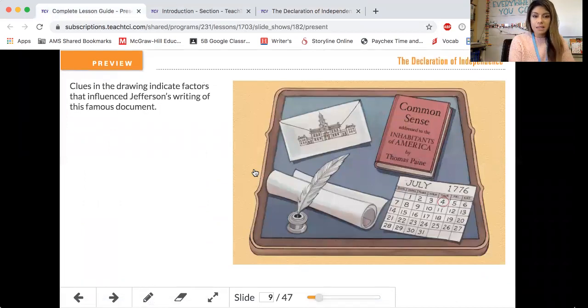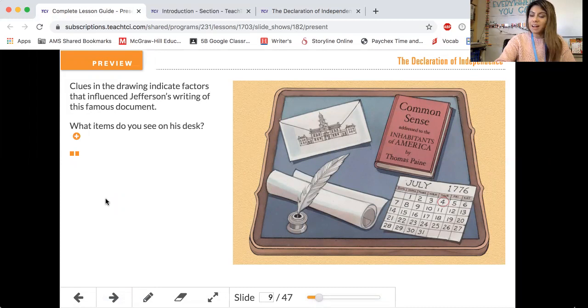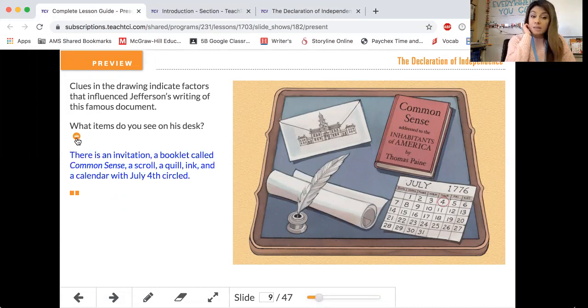Clues in the drawing indicate factors that influence Jefferson's writing in this famous document. So these are some clues. What items do you see on his desk? So what is this? What is this? What is this? And what is this? There's an invitation right here, a booklet called Common Sense, a scroll.